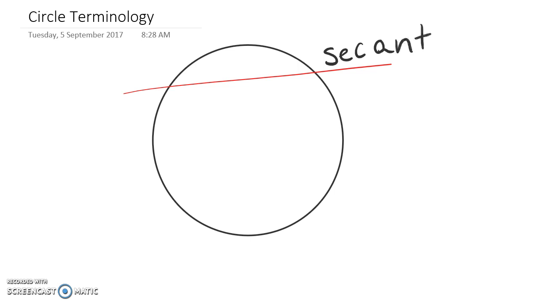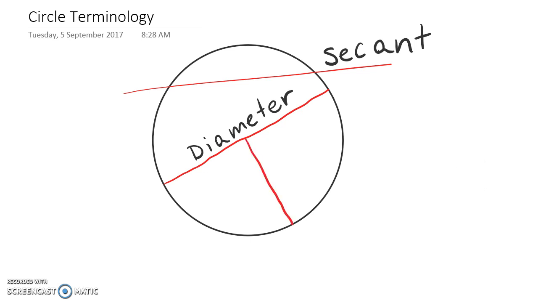If we put a line straight through the middle of our circle that goes from one side of the circumference to the other, we can call that the diameter. If we only went from the centre of the circle to the circumference, like that, we have the radius.